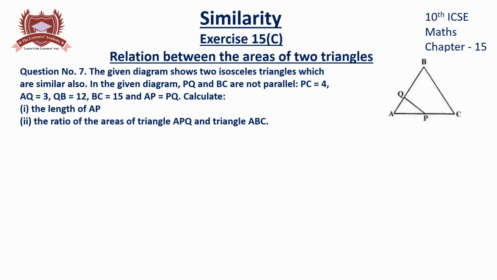PC is 4 units, AQ is 3 units, QB is 12 units, BC is 15 units, and AP is equal to PQ. ये दिया गया है. So you have to calculate the length of AP and the ratio of the areas of the triangle APQ and triangle ABC.